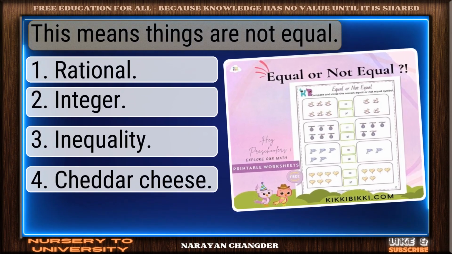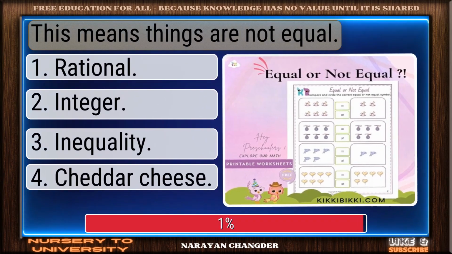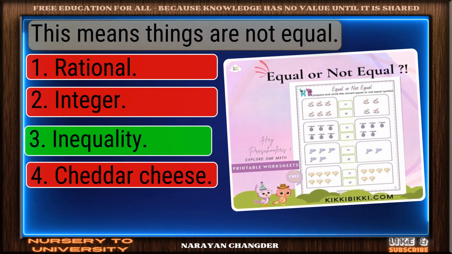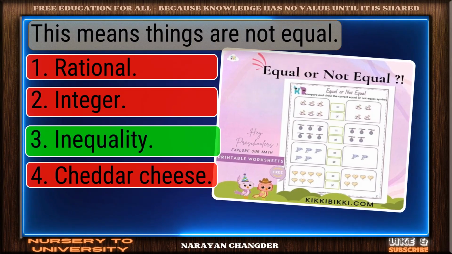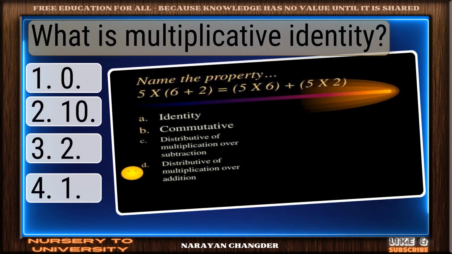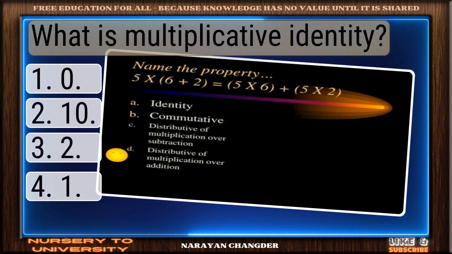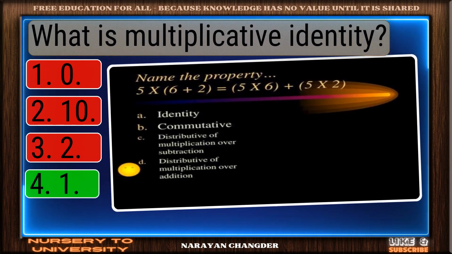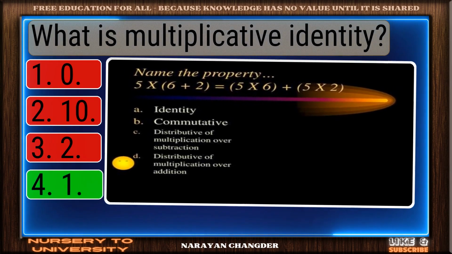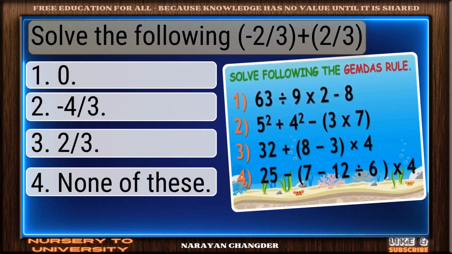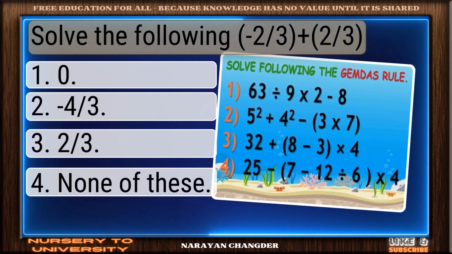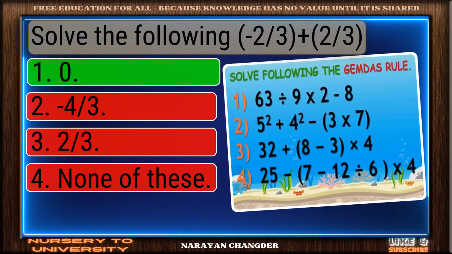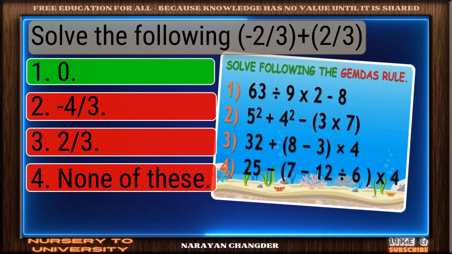Question number 112. This means things are not equal. Smart move. Inequality is an accurate answer. Question number 113. What is multiplicative identity? Excellent choice. 1 is the right answer. Question number 114. Solve the following plus. Well picked. Zero is the correct answer.